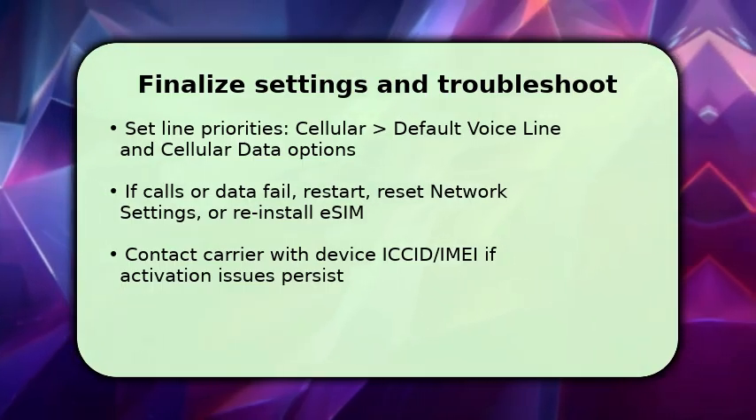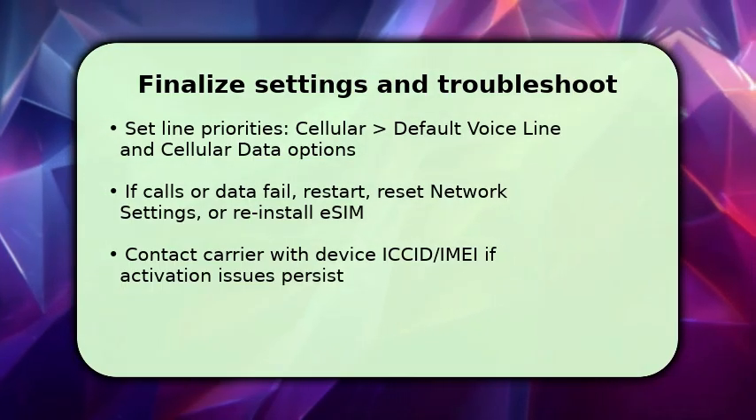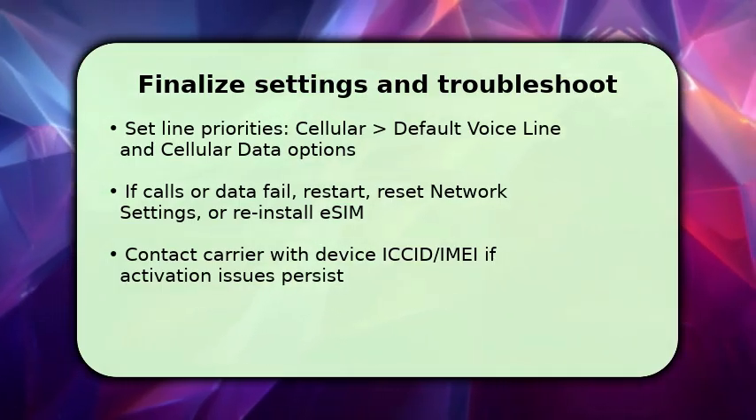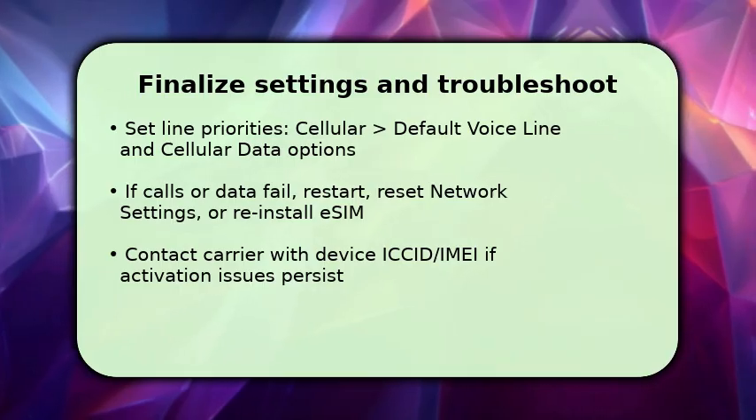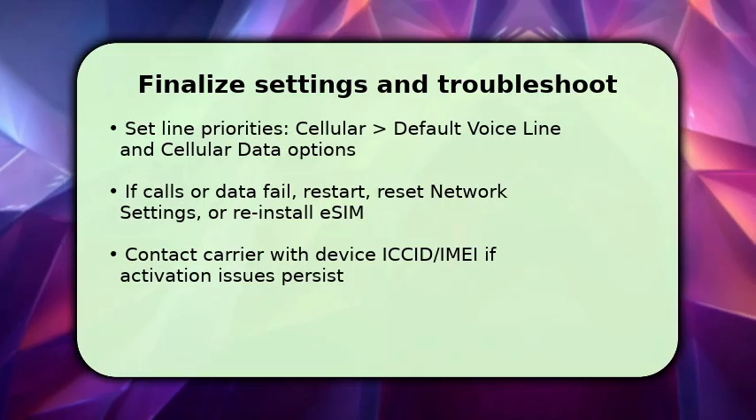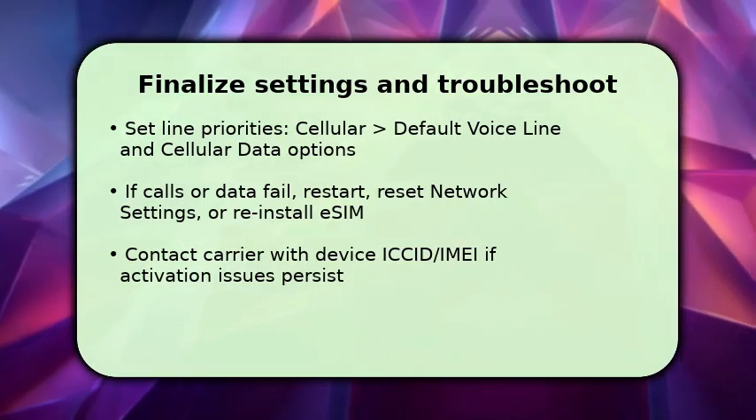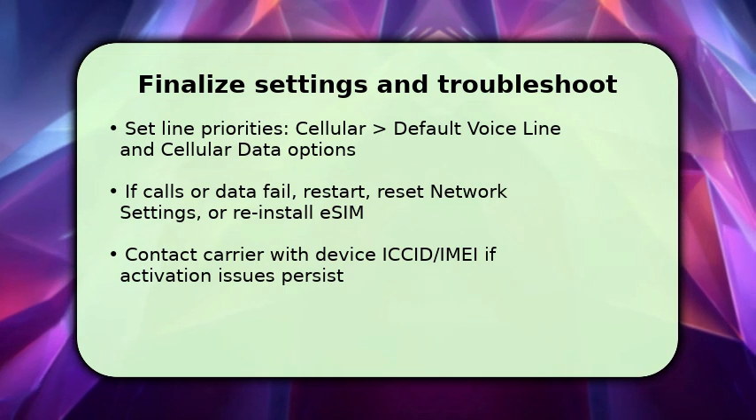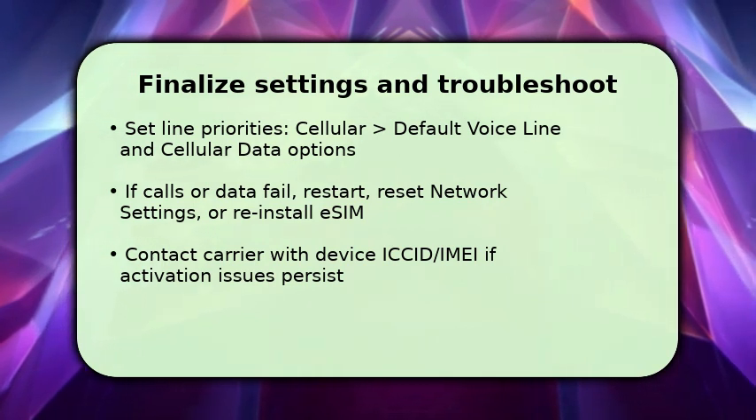If something fails, restart the iPhone first. If the problem continues, reset network settings to clear old profiles, then re-add the eSIM. Make sure you have the iPhone iXID or IMEI ready when contacting your carrier because they often need those to activate remote profiles. This step resolves most edge cases and gets both lines working reliably.